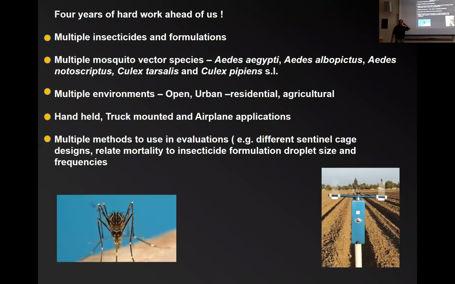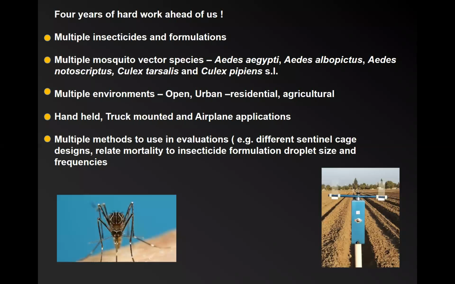Then there are multiple environments in which to do these evaluations, open versus urban and agricultural settings. Then, coming back to your question, there are handheld applications, truck-mounted, and of course airplane applications. And there are multiple methods we can use in the evaluation of these ULV trials. We can fiddle around with the design of the sentinel cage, with the design of the spinners that capture the droplets of chemicals, and with different environments. So there's a tremendous number of variations that we need to look at.